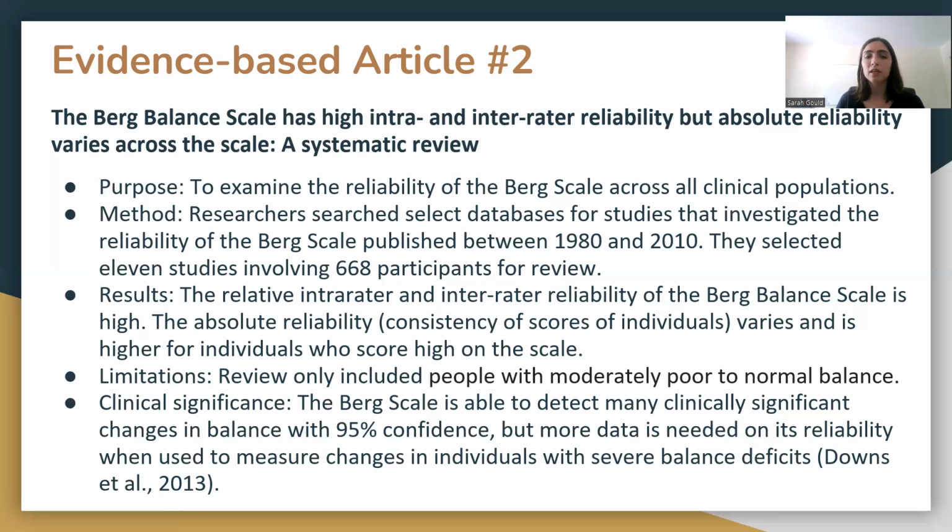And again, as I mentioned, it was more reliable for individuals who scored high, who didn't have severe balance impairments. Some limitations were that this review only included people with moderately poor to normal balance. So there definitely should be some more extensive reviews that have a lot of different scores. The Berg scale is able to detect many clinically significant changes in balance with 95% confidence, but more data is needed, specifically to measure how reliable it is in clients who are at the lower end of the scale.